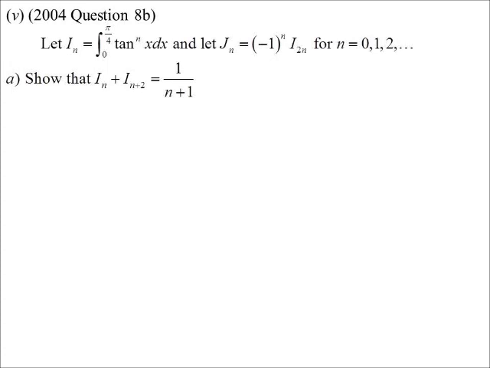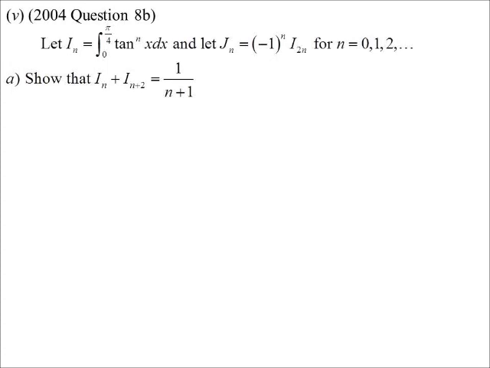One a little bit more recent, certainly compared to the last one. 2004 question. I put this one in here to scare you. It was a good one. So IN is the integral from 0 to pi on 4 of tan to the power of n. And also they've given this other one, JN is negative 1 to the power of n, I2N.